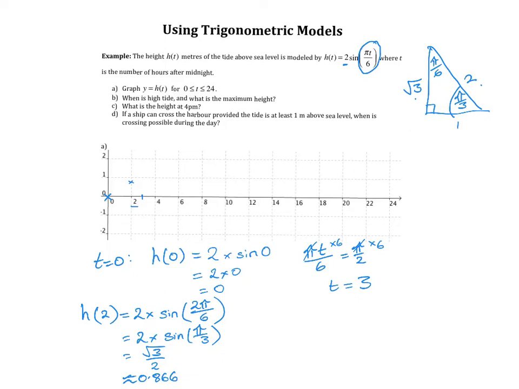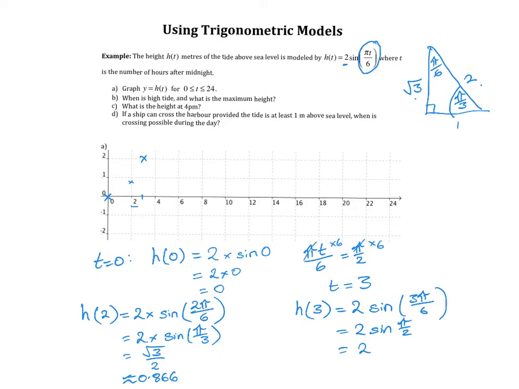So at 3, which is halfway between 2 and 4, I expect the angle to be pi on 2, and sine of pi on 2 is 1, so 2 times 1 is 2. Let's just check that. h of 3 is 2 sine of 3 pi on 6. I'm just replacing t with 3. That becomes 2 sine of pi on 2. Sine of pi on 2 is 1. 2 times 1 is 2. So I hit my maximum there.